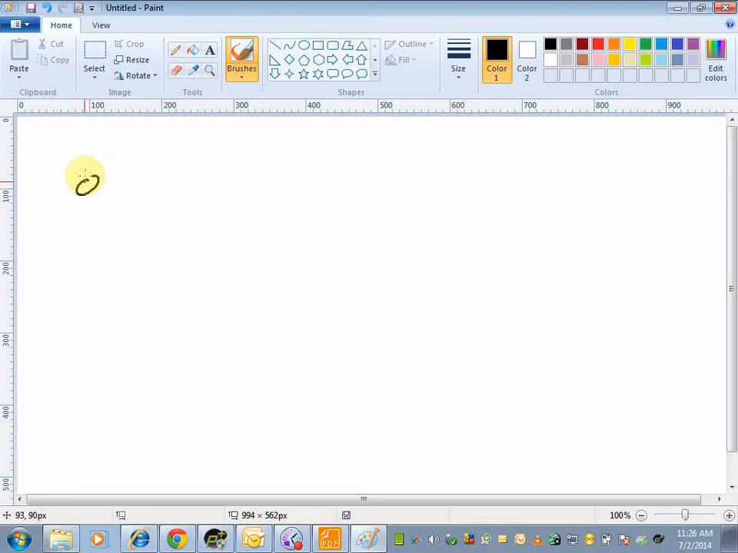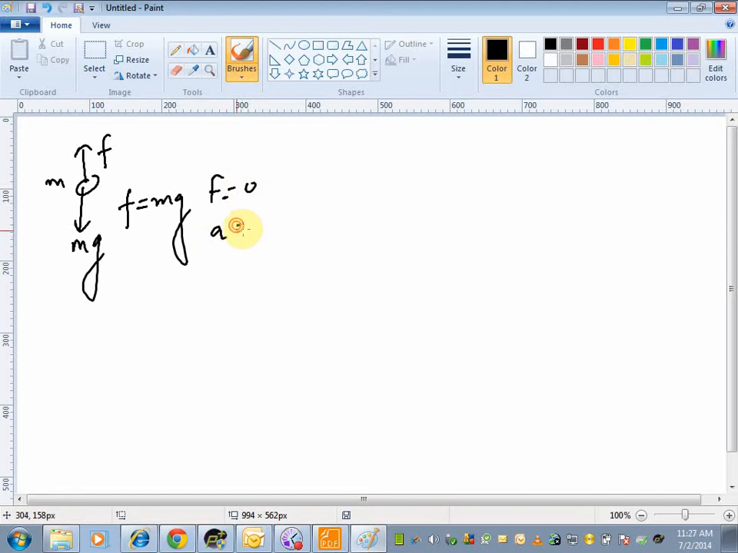There is a raindrop. It is falling down and there is a force acting on it, that is mg, where m is the mass of the drop, and there is also a friction force, air friction, acting on it. When this F becomes equal to mg, the net force will become 0, then acceleration will become 0 and velocity is constant. So as given in the question, the velocity is constant, so acceleration is 0, so net force is 0.